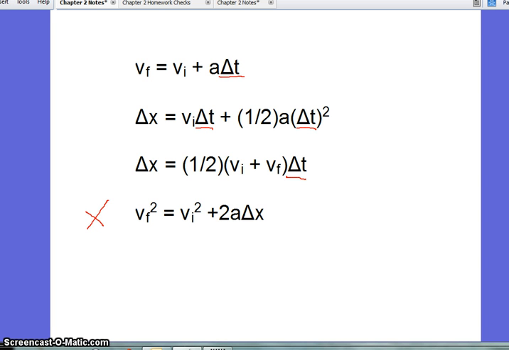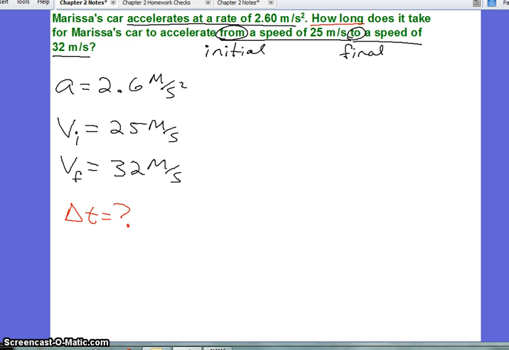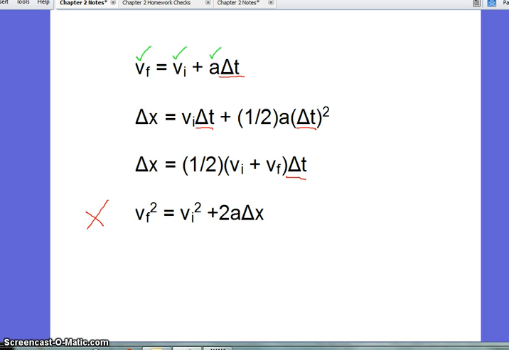Let's look at the first equation. We need to know V_f, which we do, it's 32. We need to know V_i, which we do, it's 25. And we need to know A, which we do, and that is 2.6. You can see if we go back, it's real easy to see which ones we know because we wrote the letters down. So when we go to our equations, it's real quick to figure out which ones we have and which ones we don't. So equation number one is our equation because it has everything except for time.